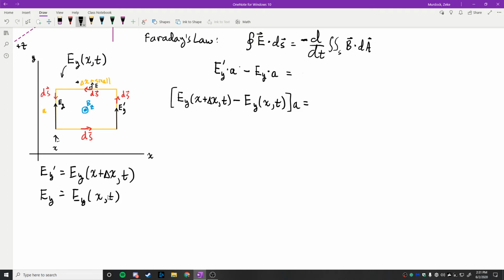The other side of the equation says we need to take the time derivative, negative d/dt, of the flux. But for our flux, in doing B dot dA, we're going to say that dA is the area vector associated with our loop right here. It's basically related to the area of the loop, and it points in the same direction as this. Since Bz is constant over this, our entire integral is just going to become Bz times the area A of this loop, and the derivative of that. But then what's the area of my loop? Well, the area of the loop in this case is basically just delta x times a, right?